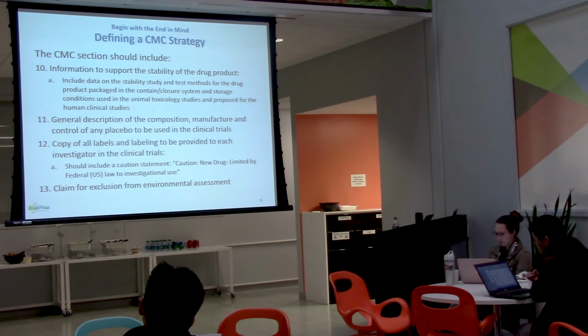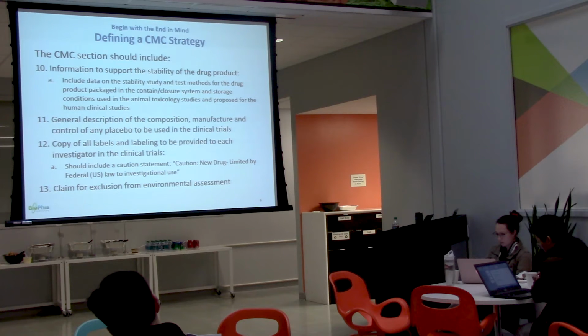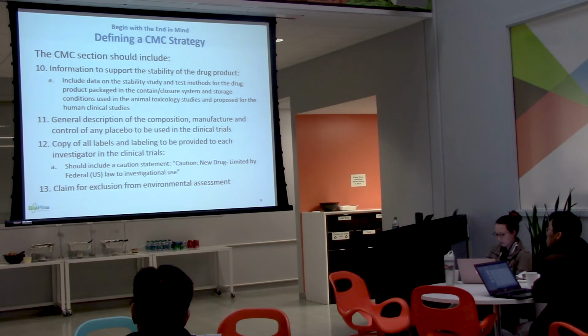So the information is the type of stability of the drug product. You include data on stability and test methods for the packaged product. So you do this for the drug substance itself, but also as it's put into whatever container system is used. Make sure that it is stable in that container system. And it's important to show that stability, that the drug product was stable for those toxicology studies that you did and for the proposed human clinical studies, for the duration of that first human study that you're proposing.